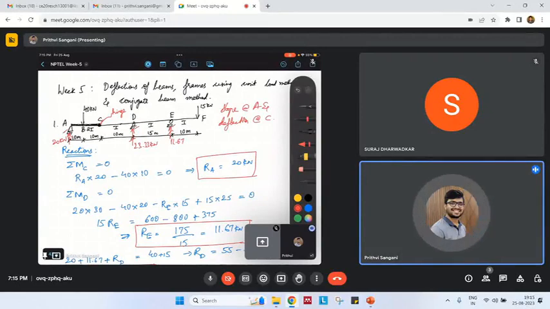Initially I started working out the reactions of this beam. I have worked out the reactions as 20 kilonewtons. Yeah, the reactions are.